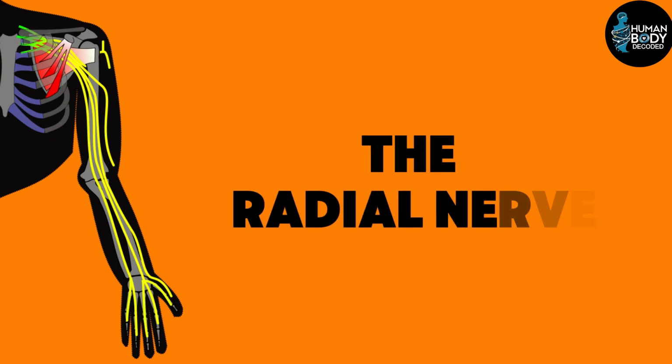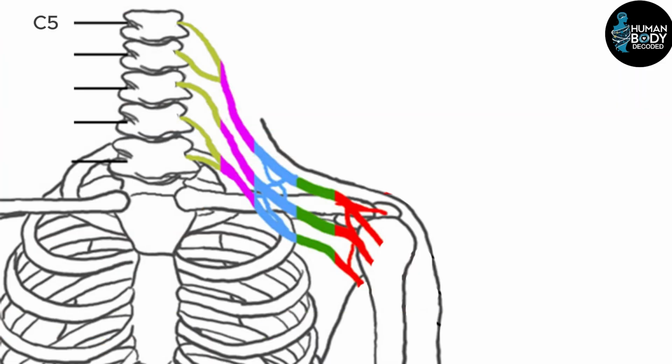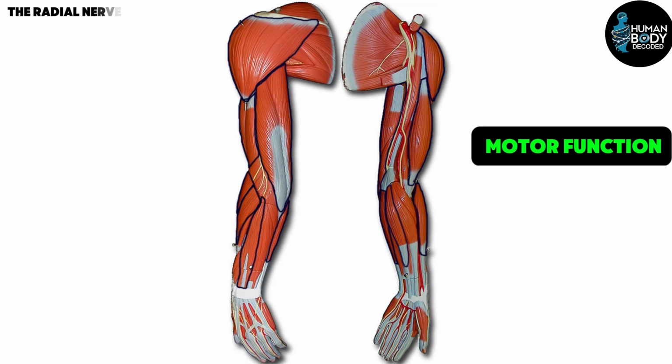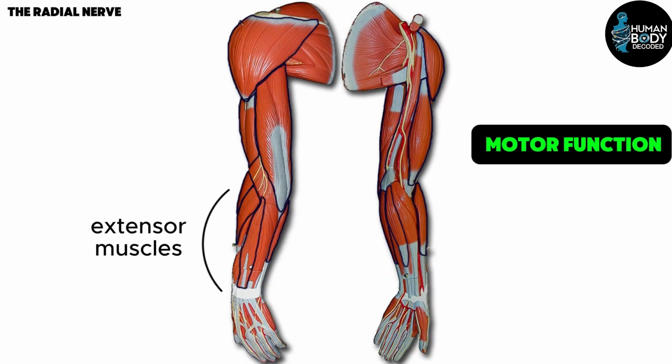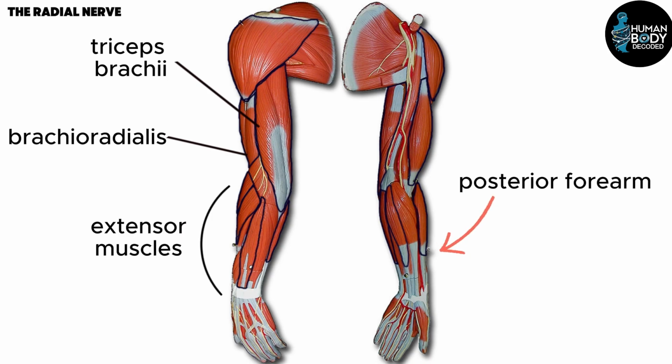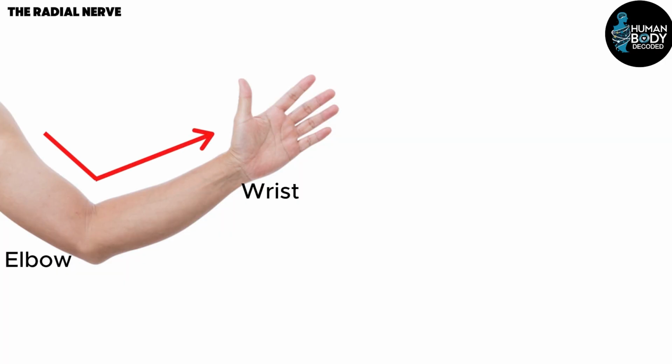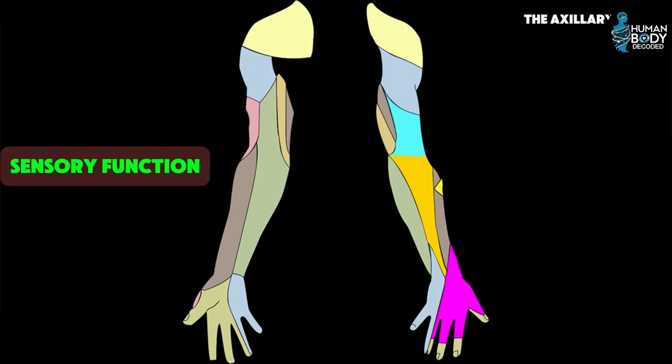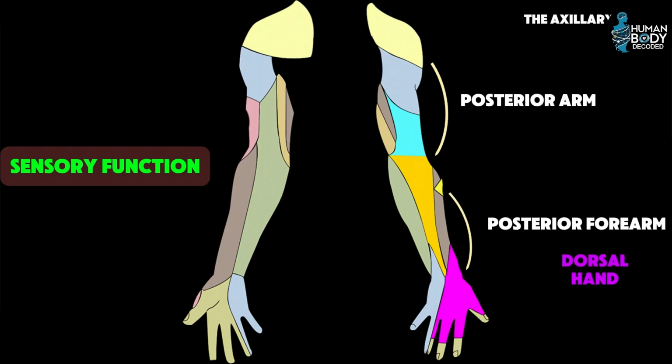The radial nerve. Origin: posterior cord, C5, C6, C7, C8, T1. Motor function. The radial nerve controls the extensor muscles of the arm, including the triceps, brachioradialis, and muscles of the posterior forearm. These muscles allow you to extend your arm at the elbow and wrist. Sensory function. It provides sensation to the posterior arm, posterior forearm, and dorsal hand except the fingertips.